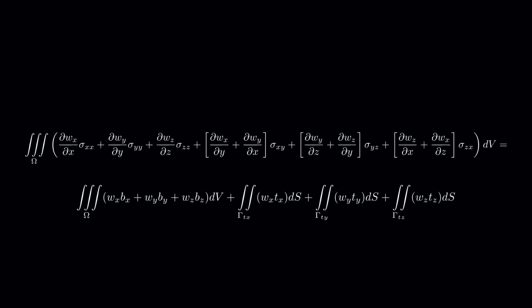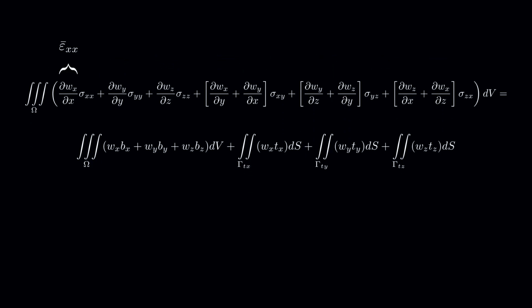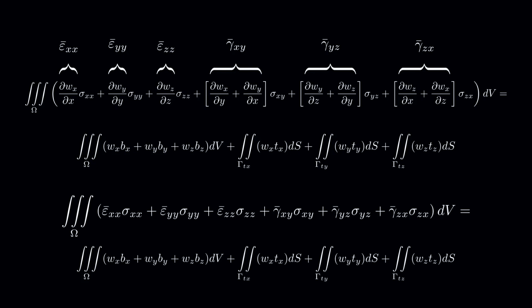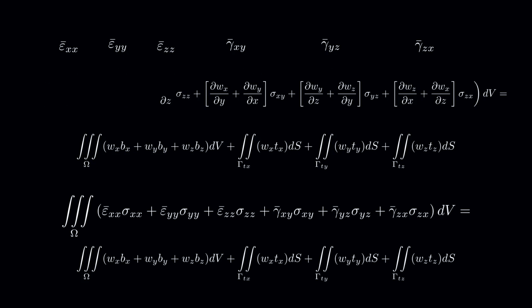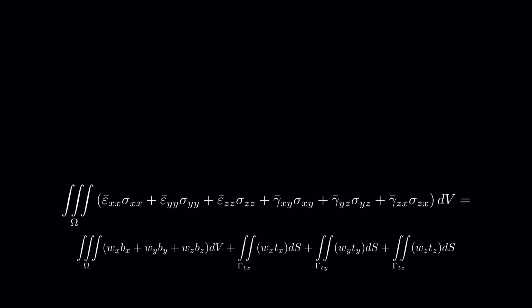Here, in this equation, if we define partial wx by partial x as epsilon xx bar and the other terms as shown here, the equation will be further simplified as follows. Let's simplify it even further.